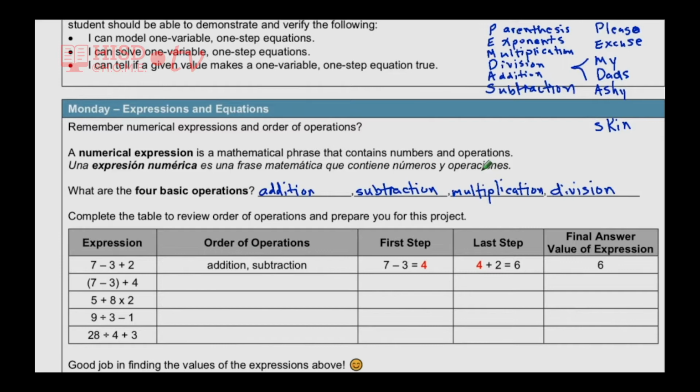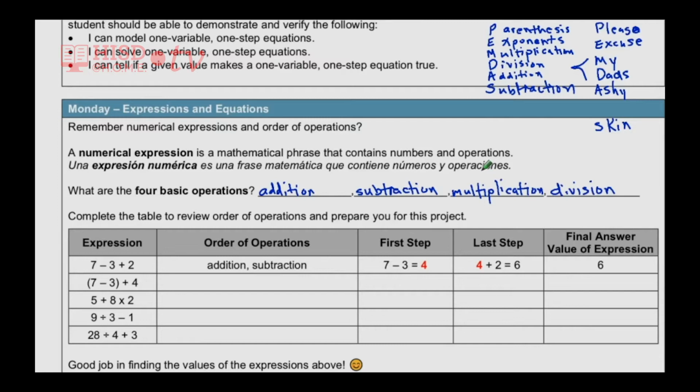All right, so we'll begin with our first example. We have our strategy already written, so we'll have something to refer back to. 7 minus 3 plus 2. What operations am I using for this particular expression? It will be addition and subtraction. Yes. So which is my first step? In what order do I perform the operations?